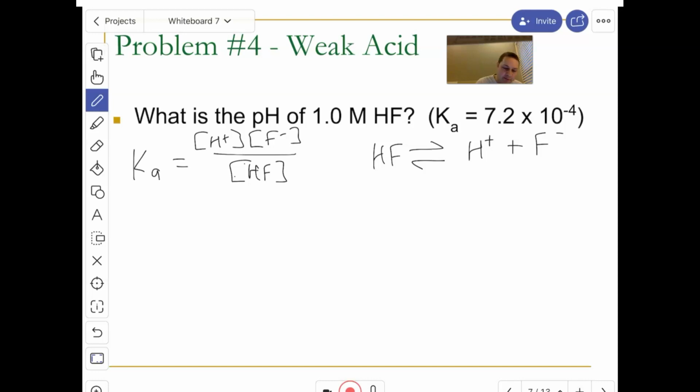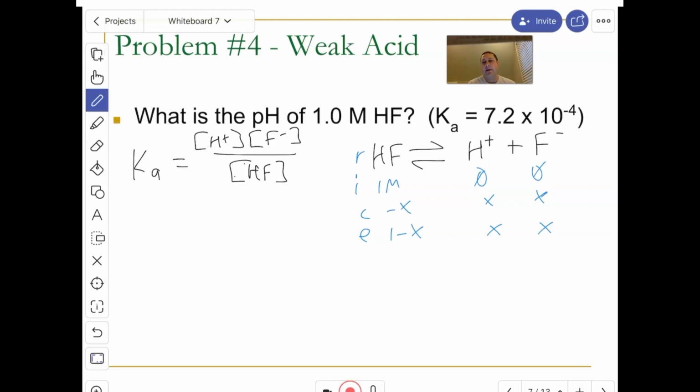And if we did a rice table here, we got R. Initially, we're going to have 1 molar this and 0, 0. And then all of a sudden it breaks apart. The change is negative X, X, and X. So at equilibrium, HF is 1 minus X, X, and X. So that's where this is going to come from.